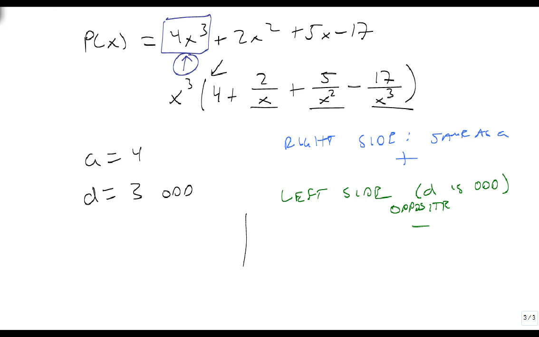So if I were to look at a graph of 4x cubed plus 2x squared plus 5x minus 17, it would be going up here and it would be going down here. And that's how we can determine end behavior from the function by just looking at the lead term. That's why the lead term is so important.